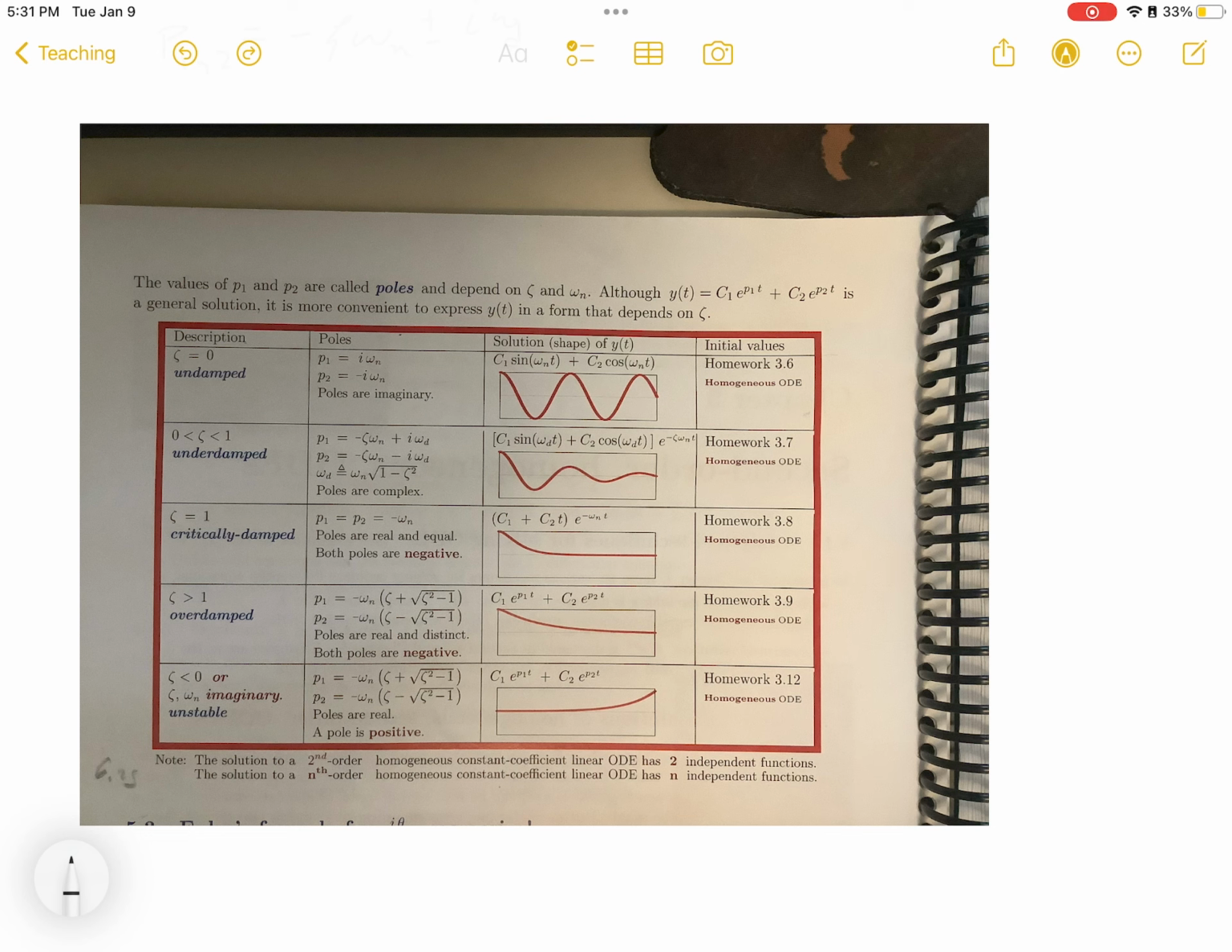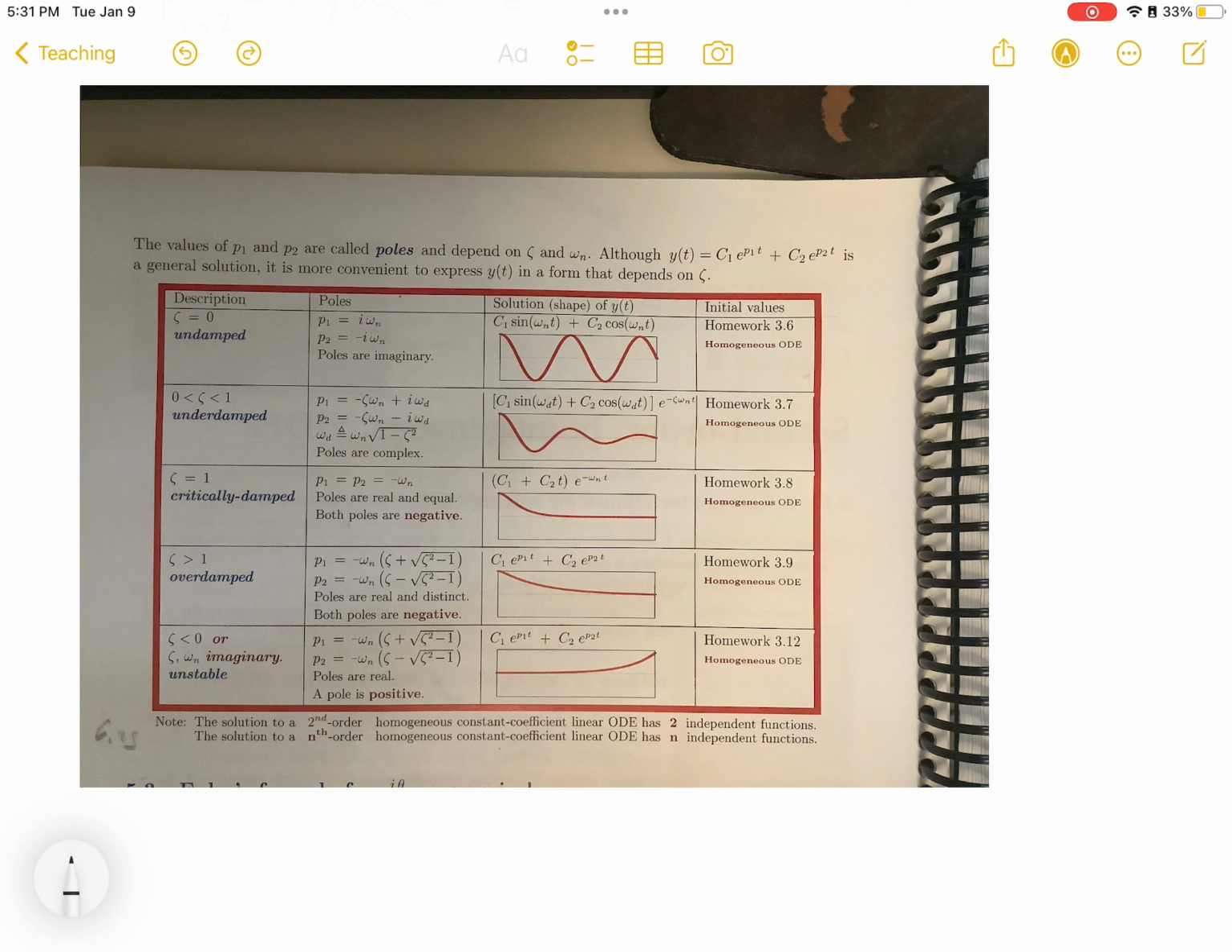This is on a table in the book. In the edition that I'm looking at, it's page 30, might be page 32. But if it's overdamped, then the system goes a little slower to zero without any overshoot. And then if zeta is less than 0, or if it's imaginary, you have an unstable system. Rather than exponential decay, you have exponential growth.